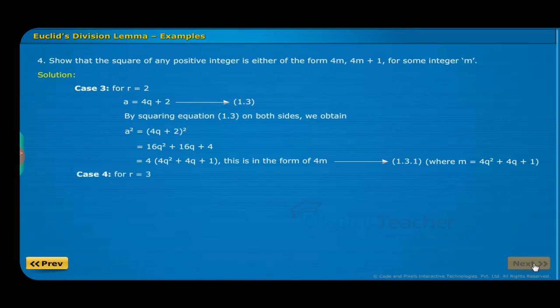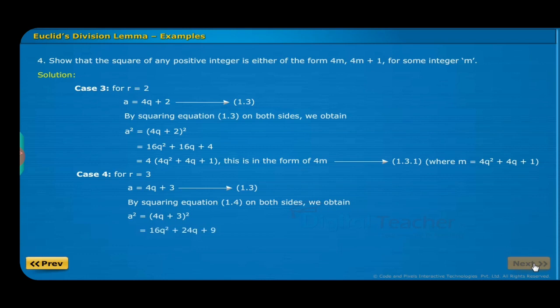Case 4. For r equal to 3, a is equal to 4q plus 3. By squaring equation 1.4 on both sides, we obtain a square is equal to (4q plus 3) whole square, which is in turn equal to 16q square plus 24q plus 9, which is equal to 4 into (4q square plus 6q plus 2) plus 1. This is in the form of 4m plus 1. Let it be represented as 1.4.1.